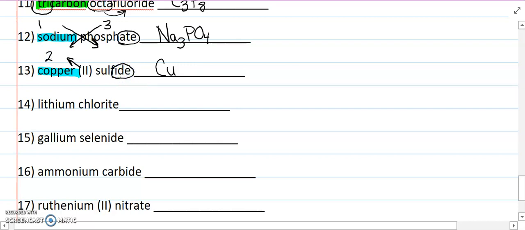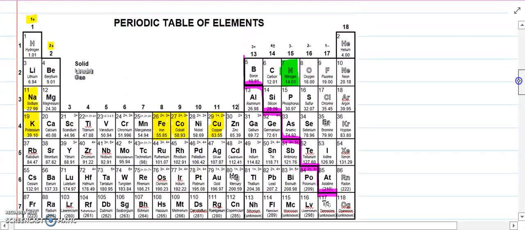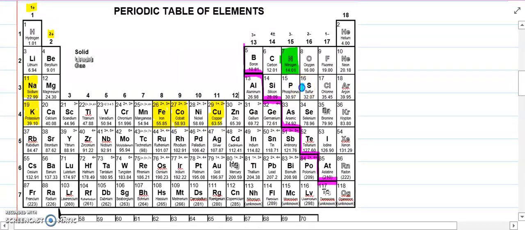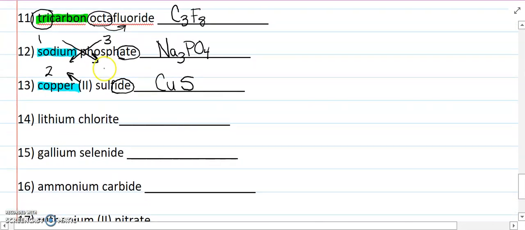Most ide endings are just single nonmetals. Sulfur turns to sulfide, so this is just sulfur. But my nonmetal has a charge as well. So when I go to my periodic table and I find sulfur, I need to look above sulfur to find that sulfur is going to be a -2. If sulfur is a 2 and copper is a 2, they will simplify each other out and cancel out the charges. So I can just leave it as CuS. They both become 1s, and 1s are not written.